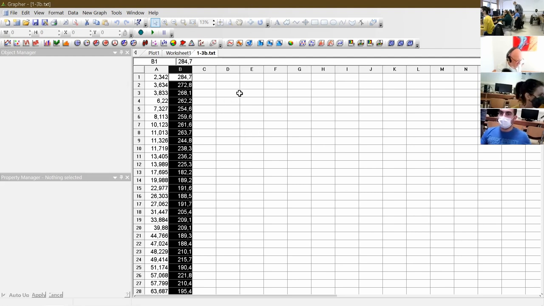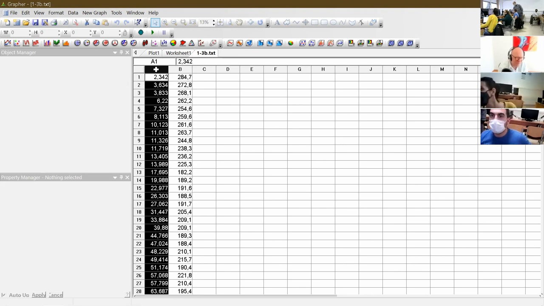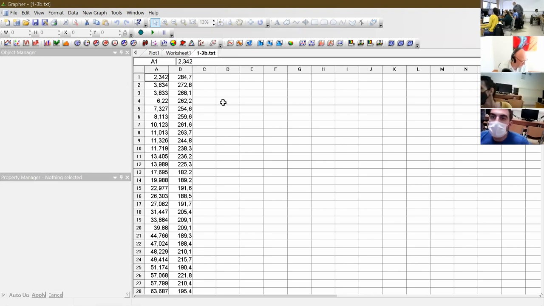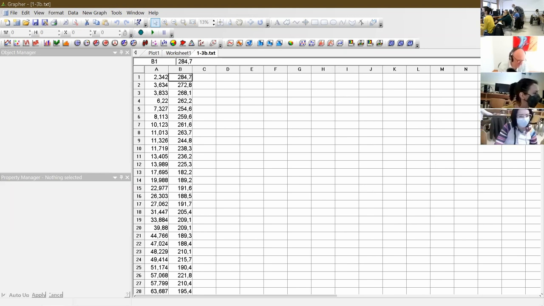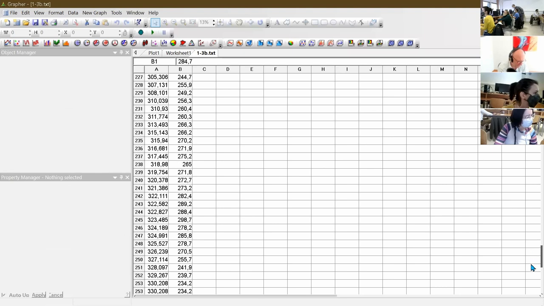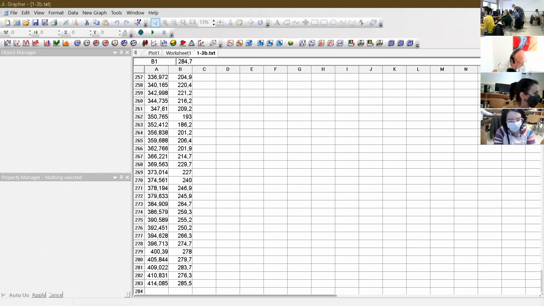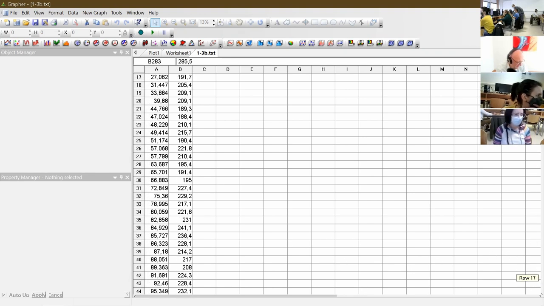But the first data point has an age of 2.342 kilo years. And the value there is 284.7 ppmv. Let me go further down. And the last data point is at 414 kilo years. And this is the value there. Okay. And okay. Then I would check.